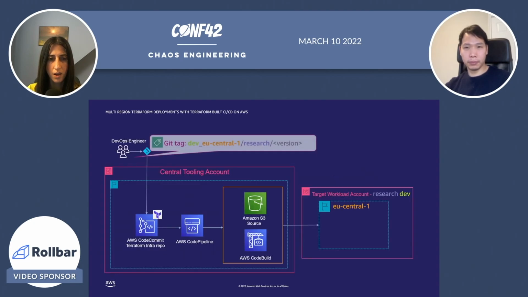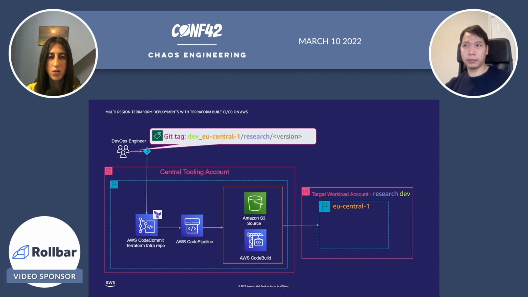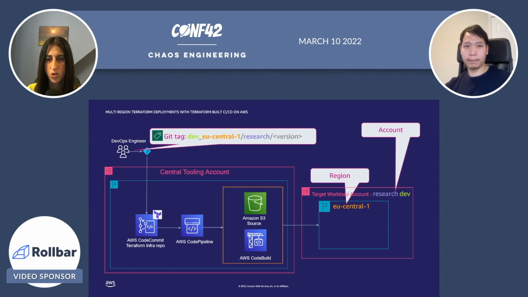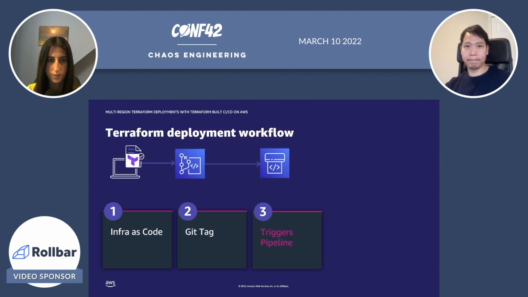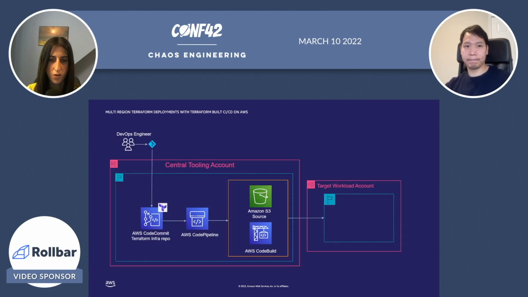So here, as soon as a DevOps engineer Git tags using, for example, this tag, dev, EU, central one, research, and then a version number, our pipeline parses the tag and knows from the tag which target workload account to deploy the infrastructure resources inside, as well as what type of resources it's deploying and what the scope is. So in here, we're telling the pipeline that we're intending to deploy into the research dev account and in the EU Central 1 region.